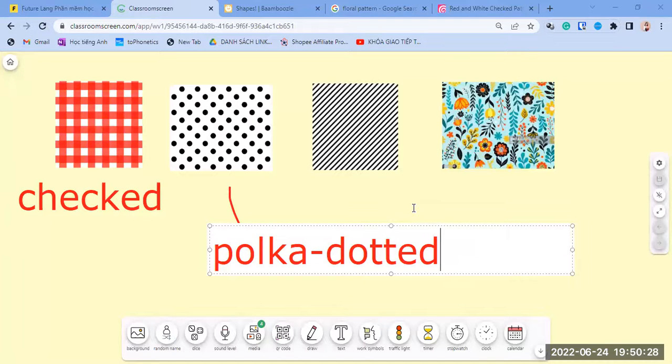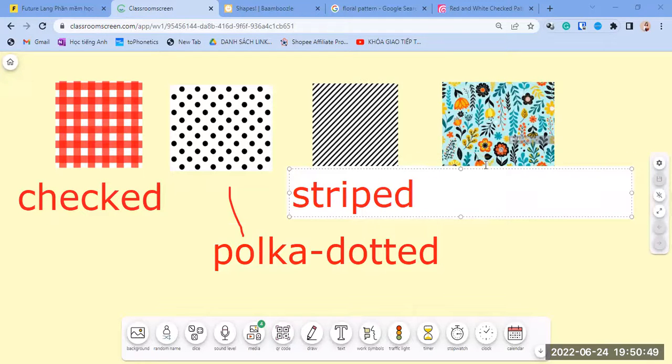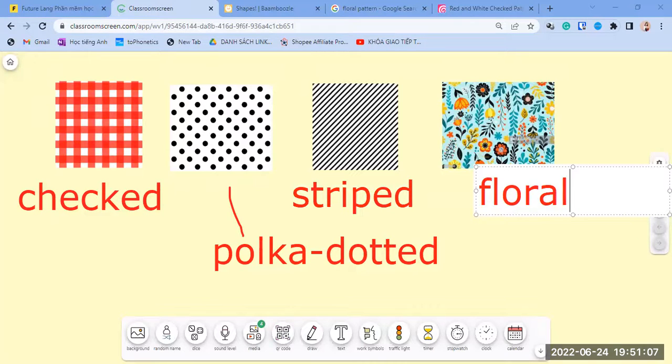Next one, this is quite easy for you, right? This is striped. Do you remember striped? S-T-R-I-P-E-D. Yes, okay, this is right. And the last one, you can see many flowers here, right? So the pattern we call floral. F-L-O-R-A-L. Yes. Okay.